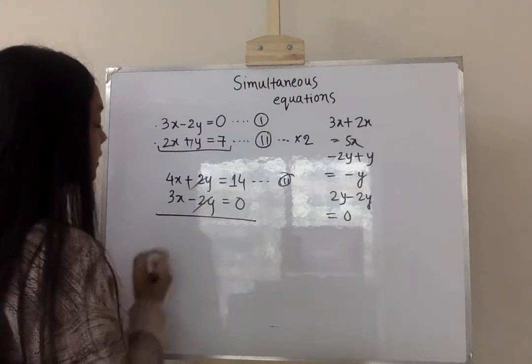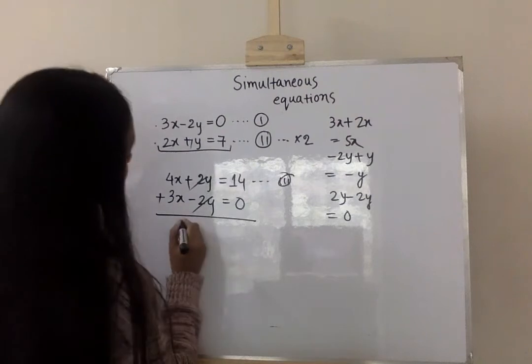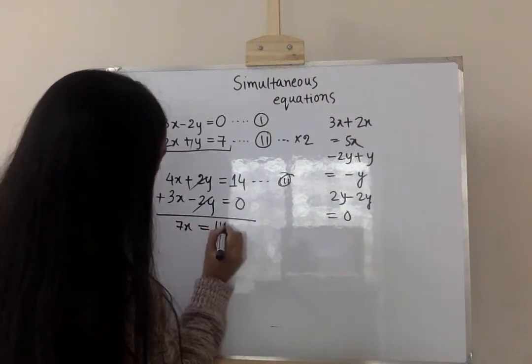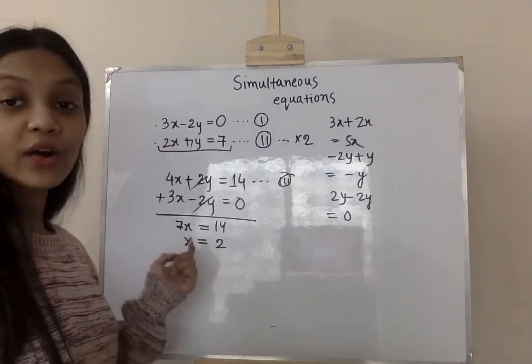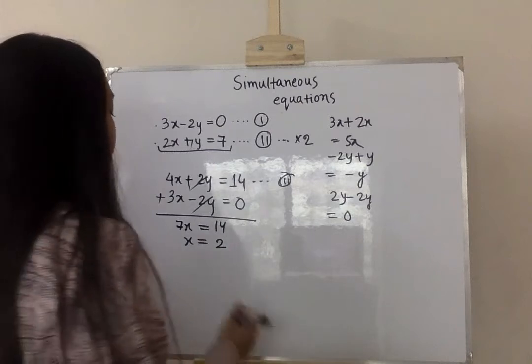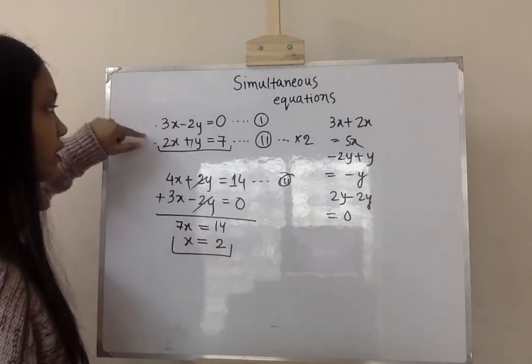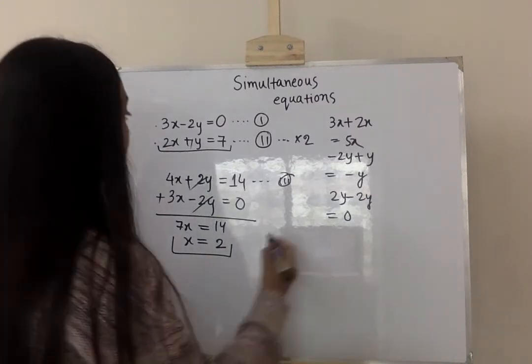Let's cancel them. Then there is a plus sign here. 4x plus 3x is 7x is equal to 14 plus 0 is 14. Then we get x is equal to 2. Just how we got by using the substitution method. Let's take this value of x and place it in either the first equation or the second equation to get the value of y.